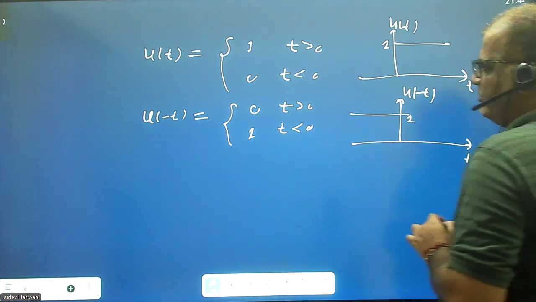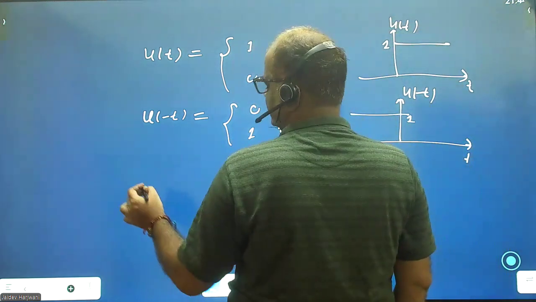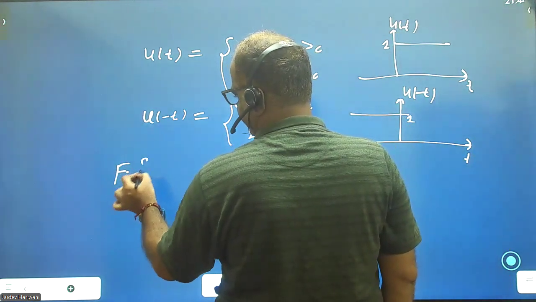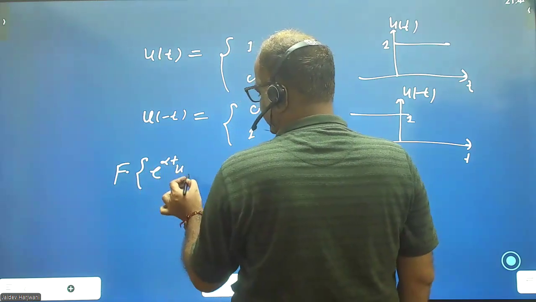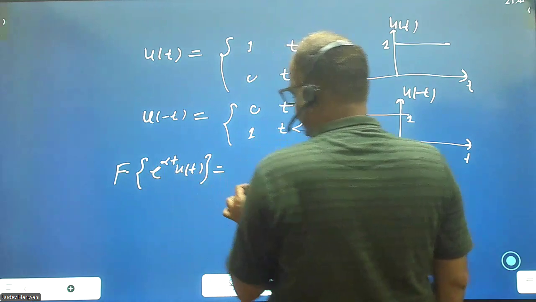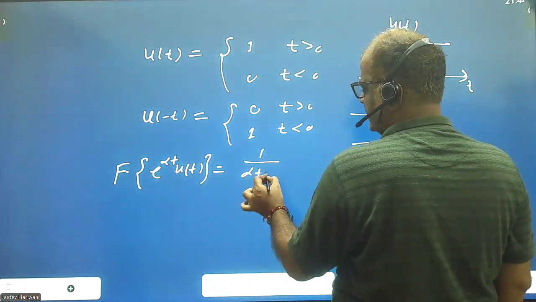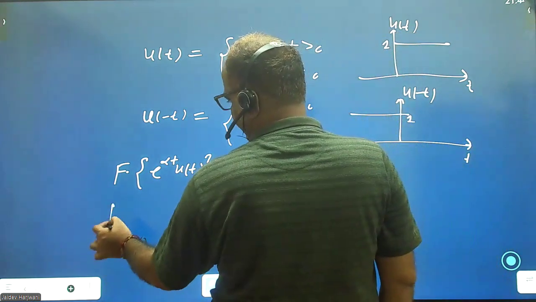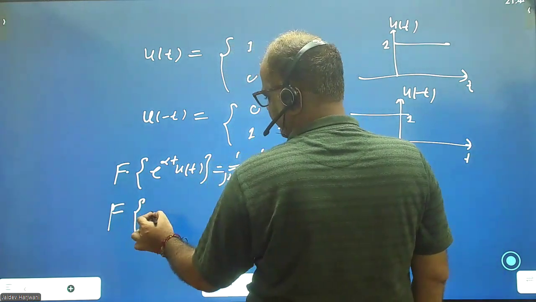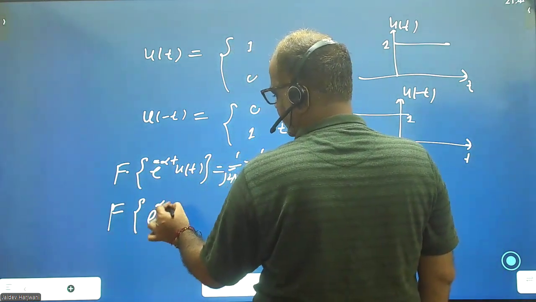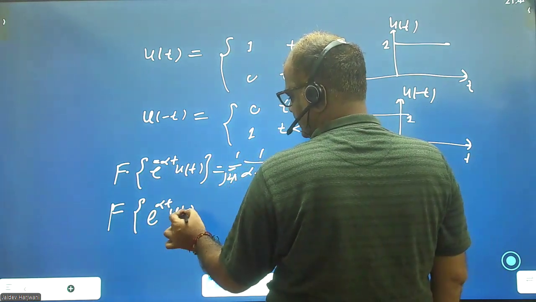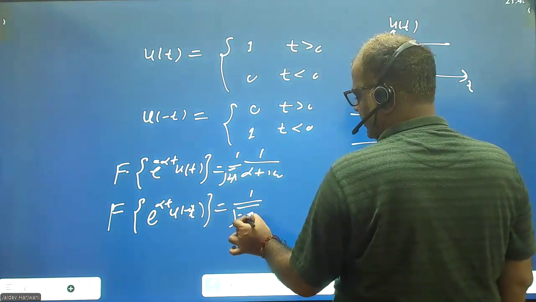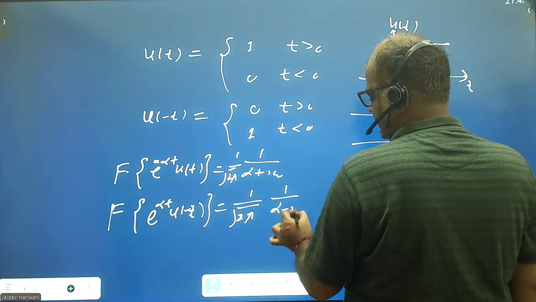Now we have already seen in my previous video that if I take the Fourier transform of e power minus alpha t u(t), it is equal to 1 upon alpha plus iota omega, of course with 1 upon root 2 pi here. Similarly, if I take the Fourier transform of e power alpha t u(minus t), that will give me 1 upon root 2 pi times 1 upon alpha minus iota omega.